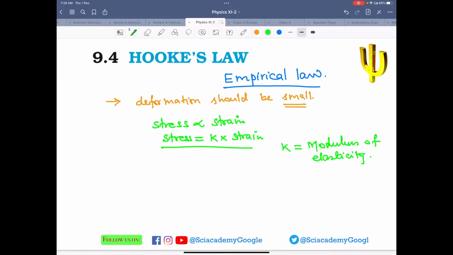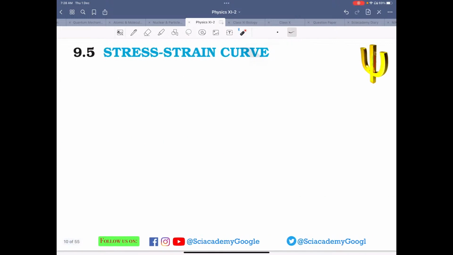So let us discuss the stress strain curve. What is this stress strain curve? This curve is based on Hooke's law. Let us discuss this in detail. You know that stress and strain depend on two things: the amount of force applied as well as the material of the body.